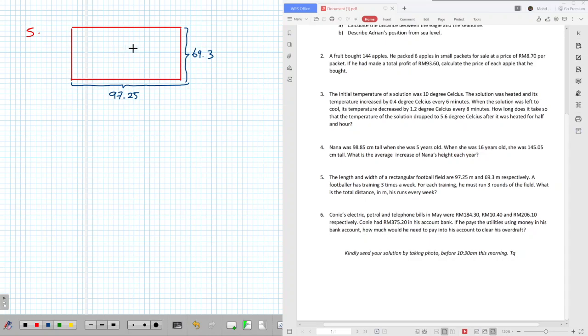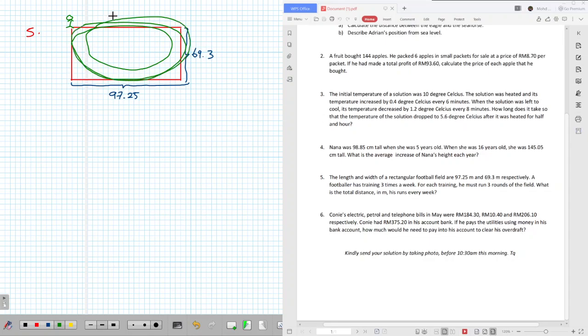A footballer has training 3 times a week. For each training, he must run 3 rounds of the field. What is the total distance in meters that he runs every week? Okay, so I just draw a guy here. This guy runs 3 rounds: 1 round, 2 rounds, and then 3 rounds without shortcut.